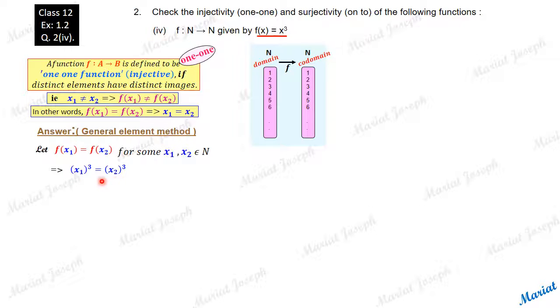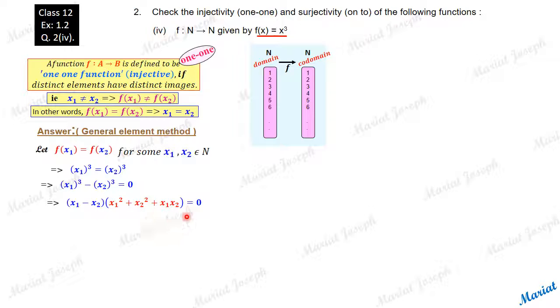Now, don't be casual in taking off this cube sign and write it as x1 equal to x2, which is wrong. The way we should simplify this equation is write it as x1 cube minus x2 cube is equal to 0, a cubic equation. Now, factorize this expression using the identity a cube minus b cube is equal to a minus b into a square plus b square plus ab. Using that identity, we get this left-hand side factorized. x1 minus x2 into x1 square plus x2 square plus x1 x2.